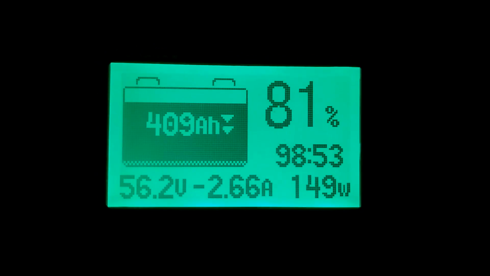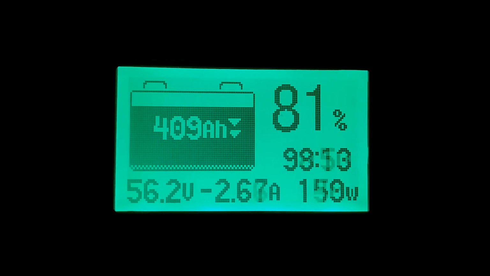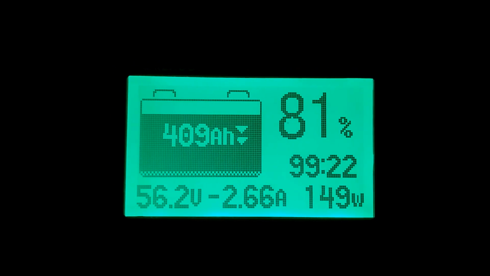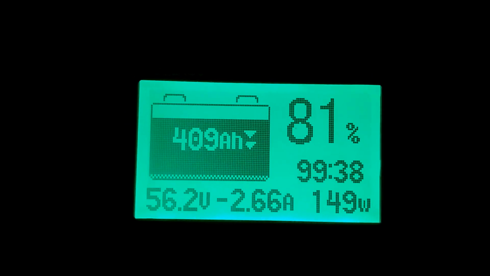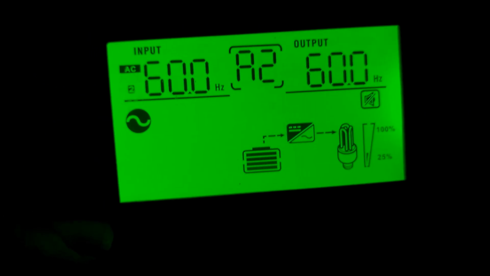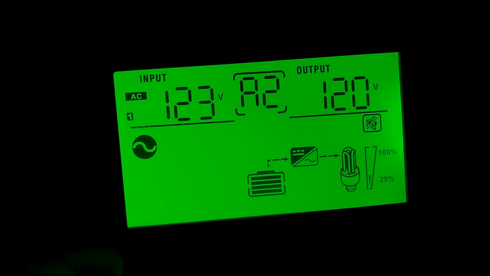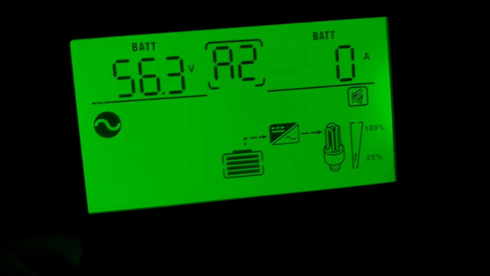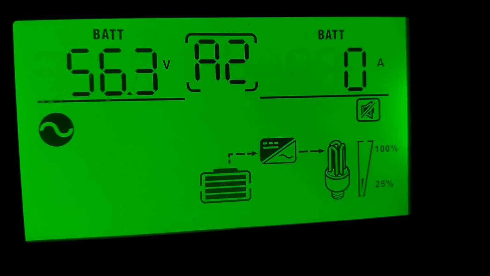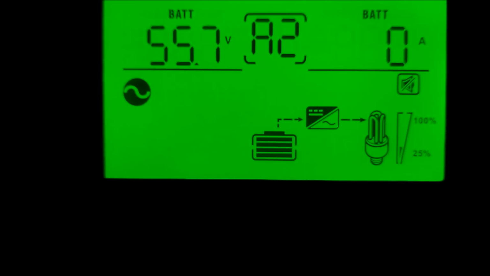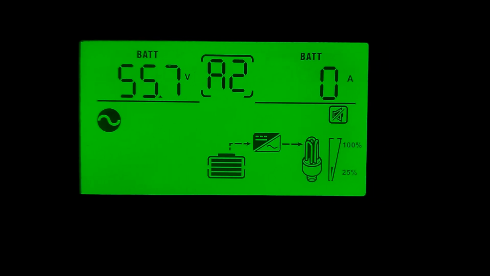Alright guys, I shut the main breaker off in the sub panel, and right now we're still pulling 150 watts, 2.66 amps. Let's take a look here. Oh, that's the PV array. Let me go through here. Right there, you see it's at 56.3 volts, 0 amps coming out. This one over here is at 55.7, 0 amps coming out.